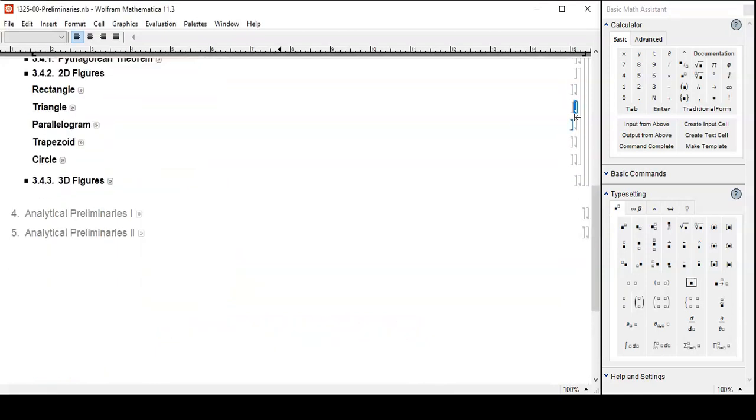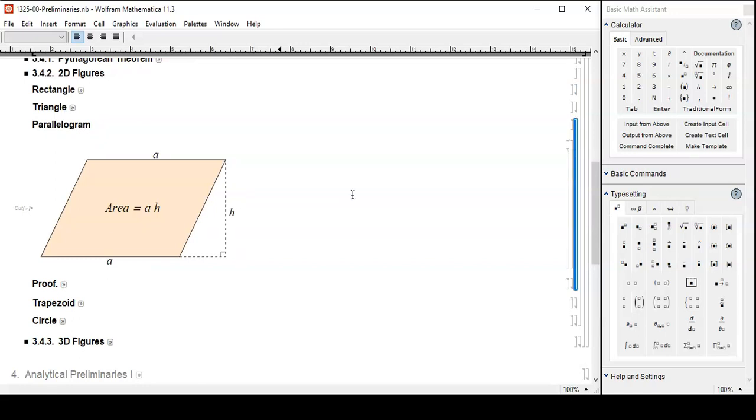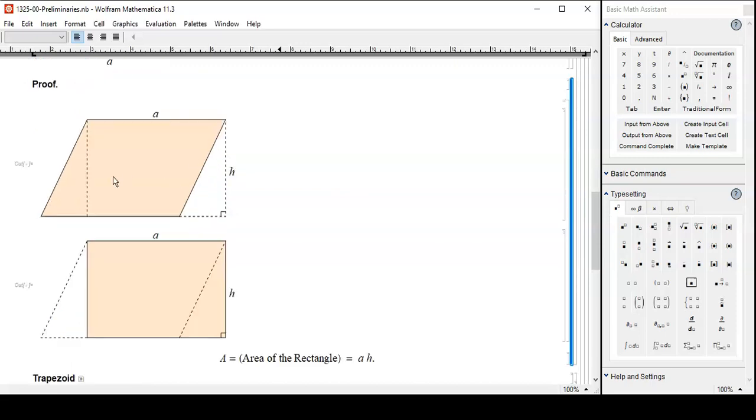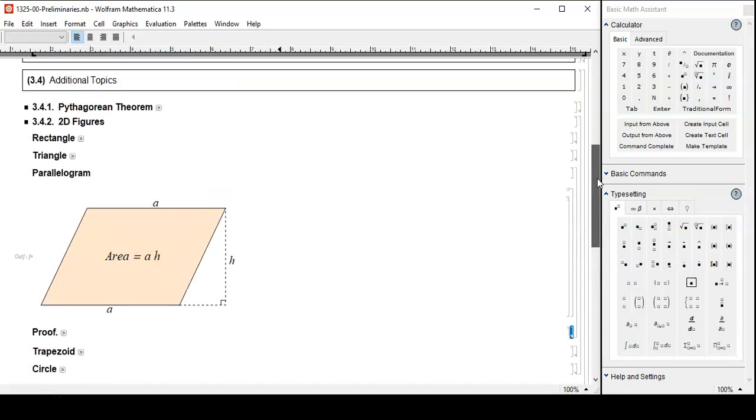Okay, next, let's go to parallelogram. So area is A times H. How do you do that? It turns out that if I cut this triangle and paste it over here to form a rectangle, then the area of that rectangle and the area of the original parallelogram must be the same, because all I did was cutting and pasting. And the area of the rectangle is A times H. So you have the area of the parallelogram.